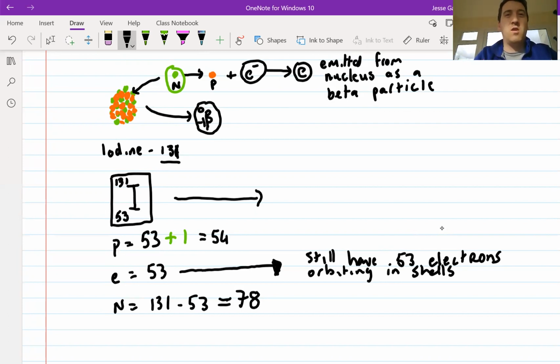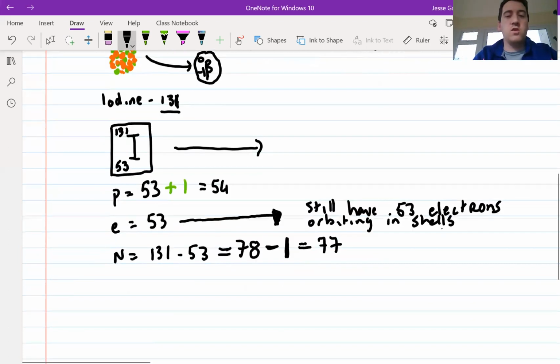What happens to the number of neutrons? Well, the number of neutrons was 78, and we know that during a beta decay, one of those splits to make a proton and an electron. So that means the number of neutrons is going to decrease by 1. So we now have 77 neutrons.